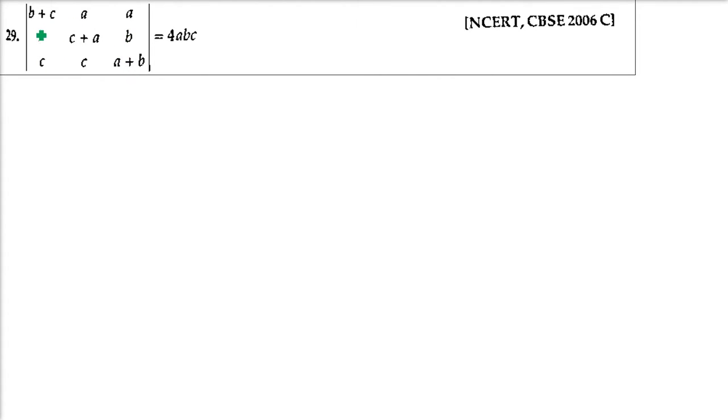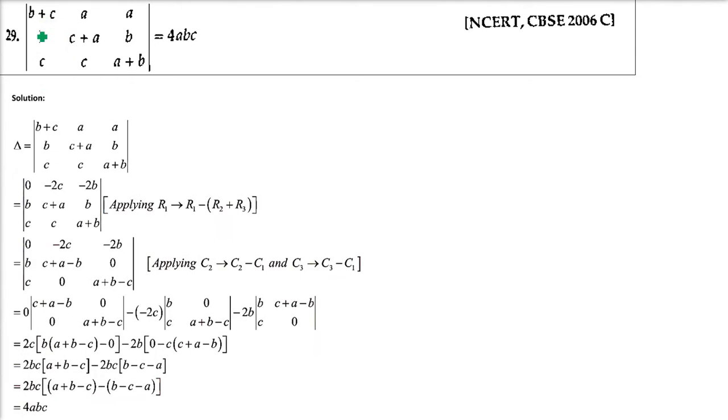Now in this, we have 4 ABC outside. So what can we do? We just need maximum zeros. So let me try. Okay, this is our row 1, row 2, row 3. So let us add the rows. So we are getting 2a, b plus 2c, 2a plus 2c, 2a plus 2b. So we are not getting anything. So we don't do it.